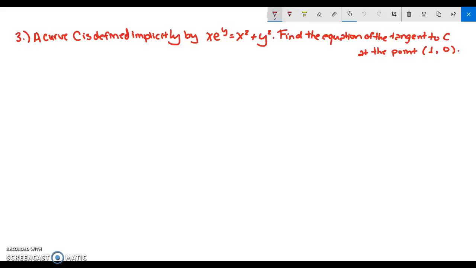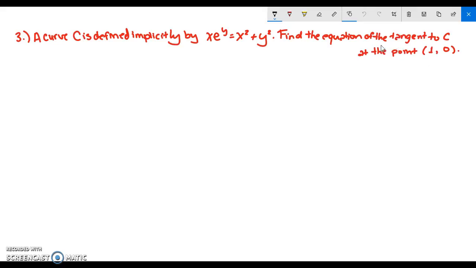Okay, this is number 3 in our chapter 4 review. It asks that a curve C is defined implicitly by x times e to the y power equals x squared plus y squared. So this is our curve. Find the equation of the tangent to C at the point (1, 0).